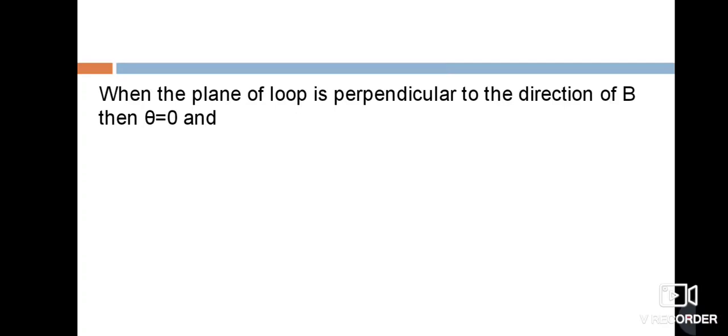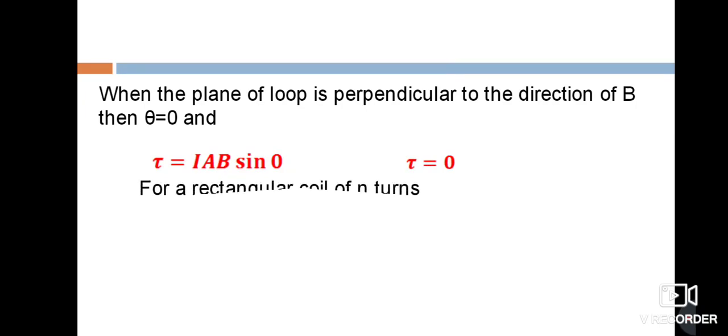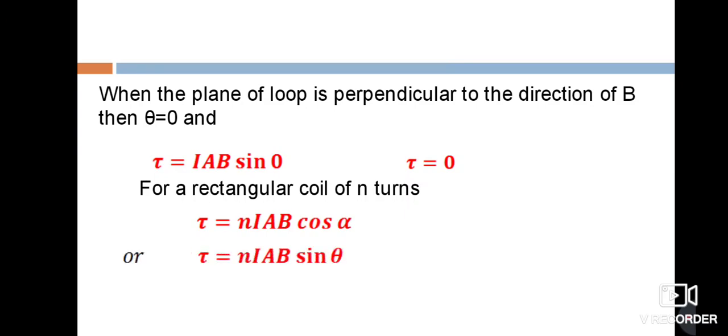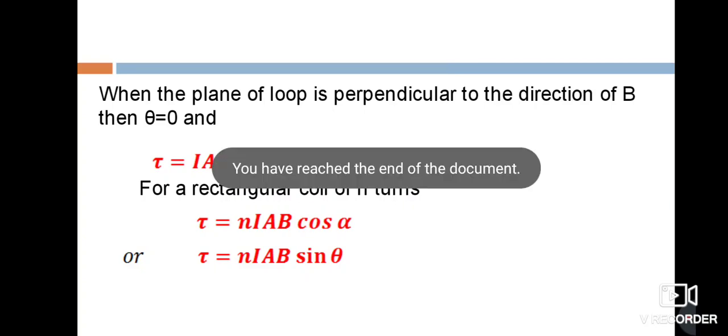When the plane of the loop is perpendicular to the direction of B, that is theta is equal to 0, therefore torque tau is equal to IAB sin 0, or we can say the torque tau is equal to 0. Or for a rectangular loop, if it has n number of turns, then torque tau is equal to NIAB cos alpha, or torque tau is equal to NIAB sin theta. In both forms we can write this equation, in the form of cos alpha also, or in the form of sin theta also.